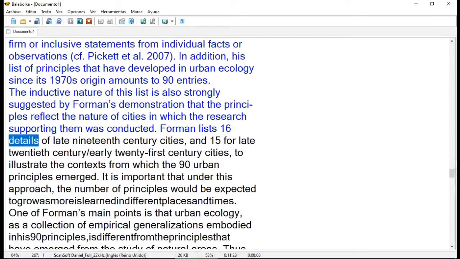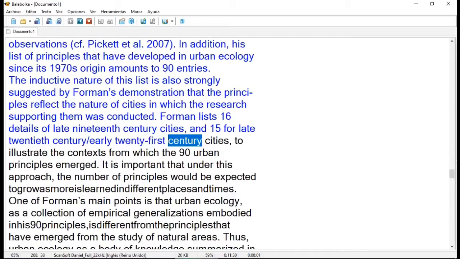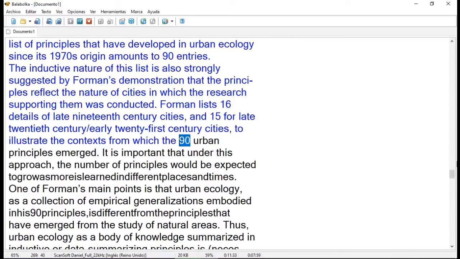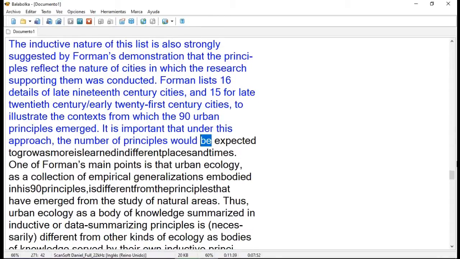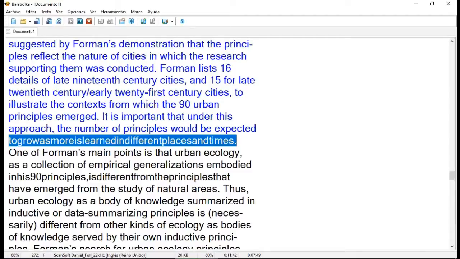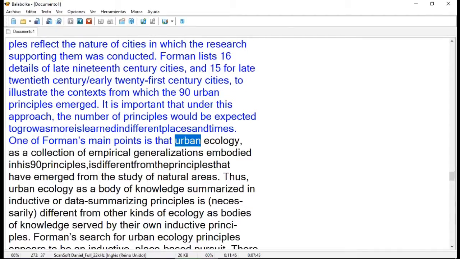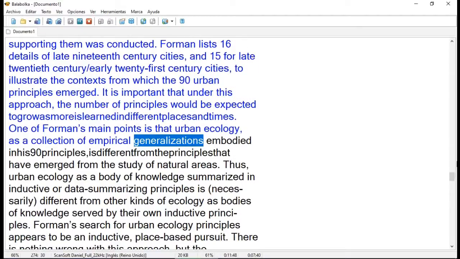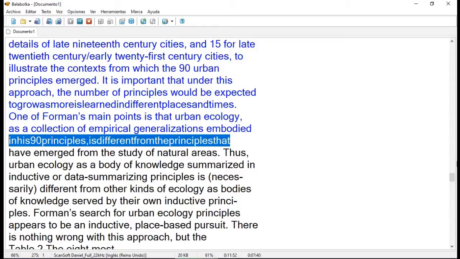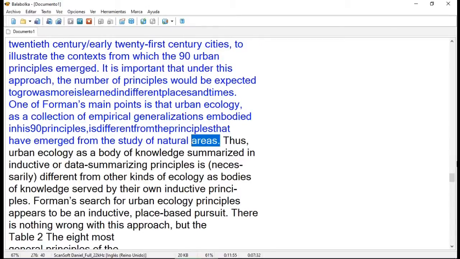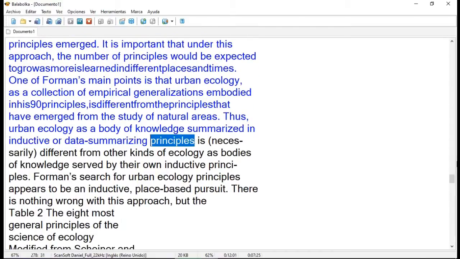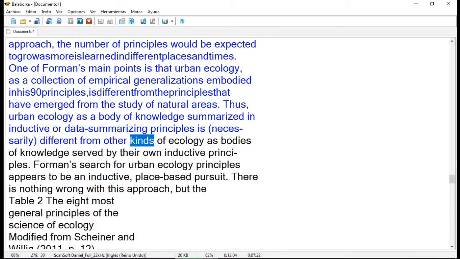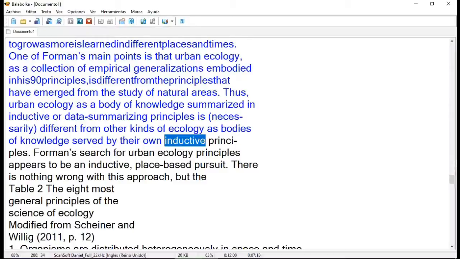Forman lists 16 details of late 19th century cities and 15 for late 20th century/early 21st century cities to illustrate the contexts from which the 90 urban principles emerged. It is important that under this approach, the number of principles would be expected to grow as more is learned in different places and times. One of Forman's main points is that urban ecology, as a collection of empirical generalizations embodied in his 90 principles, is different from the principles that have emerged from the study of natural areas. Thus, urban ecology as a body of knowledge summarized in inductive or data-summarizing principles is, necessarily, different from other kinds of ecology as bodies of knowledge served by their own inductive principles.